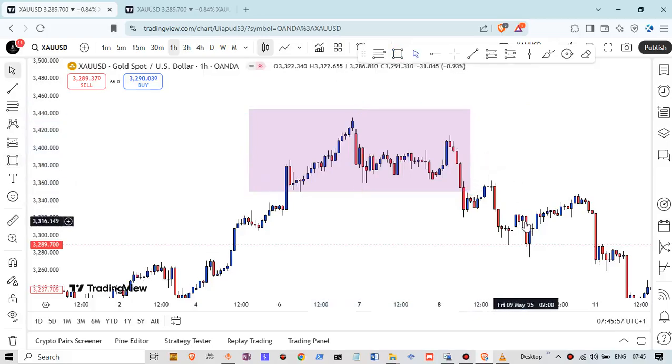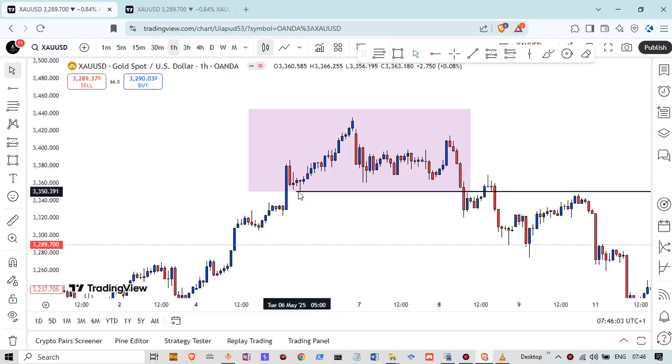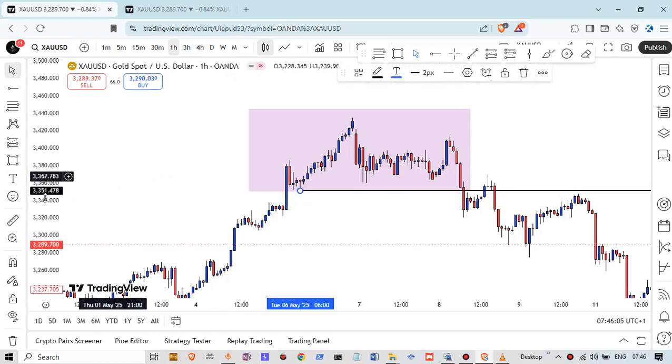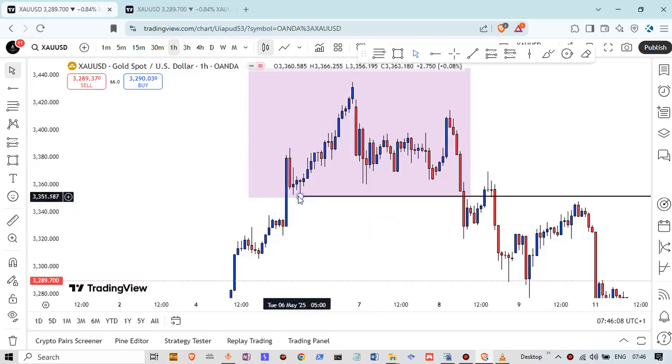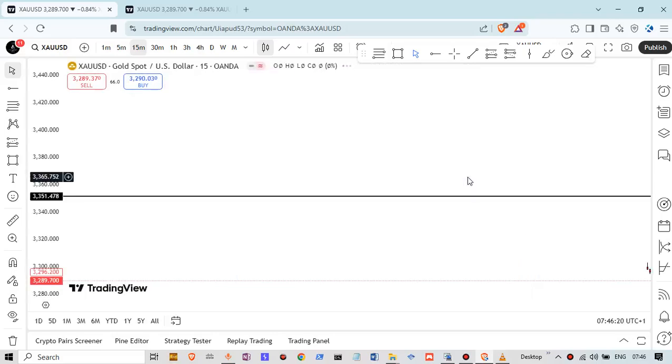So on the 1 hour time frame, you can say that the moment price broke this, you can see where my wick is pointing. On the 1 hour time frame, the moment the body of the candle broke that level, that was a break of structure on the 1 hour time frame. Well, I'm looking at the 15 minute time frame, so I can spot that entry early on.